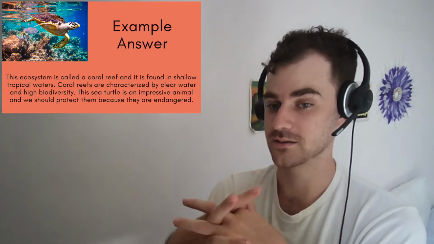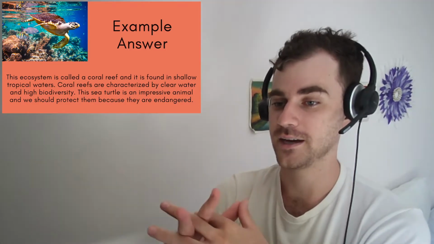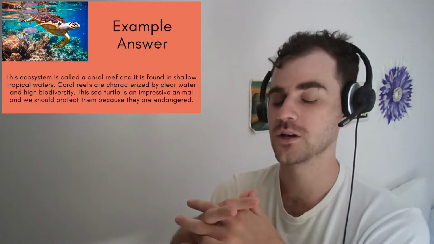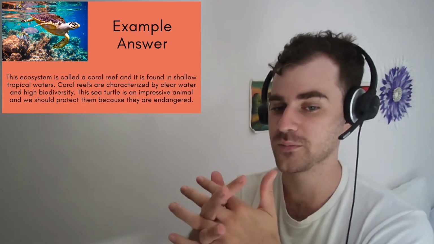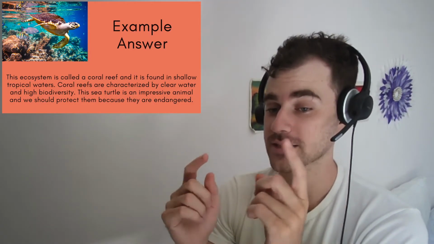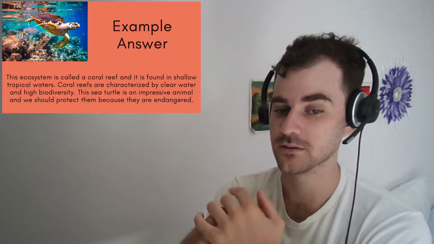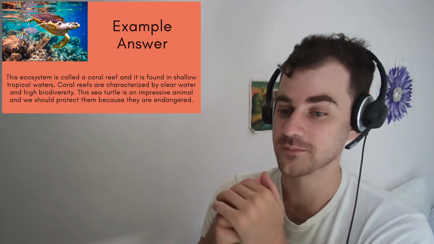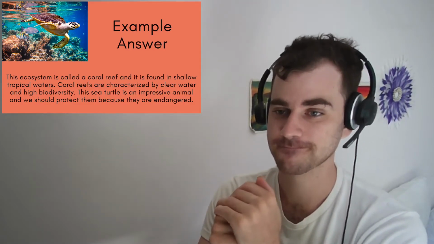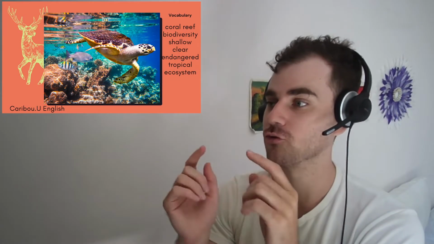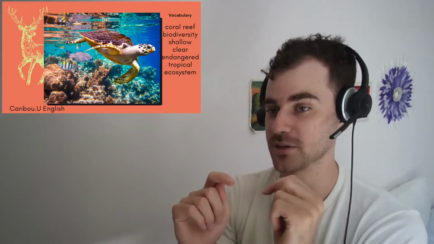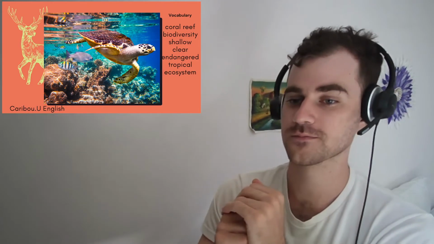This ecosystem is called a coral reef, and it is found in shallow tropical waters. Coral reefs are characterized by clear water and high biodiversity. This sea turtle is an impressive animal, and we should protect them because they are endangered. All right, your second challenge. Write a paragraph about this picture using all the words.